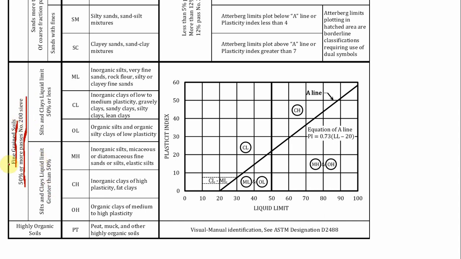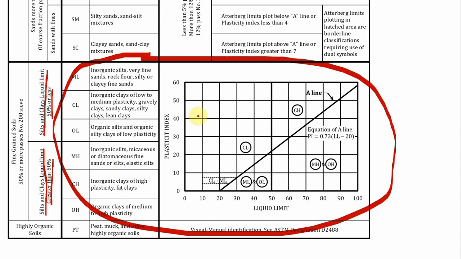And then the fine grain soil class is composed of two sub-major categories. The first is the silt and clays with liquid limit 50% or less. That is the first category in the fine grain soil class. And the second is silt and clays with liquid limit greater than 50%. I will discuss that later, class.